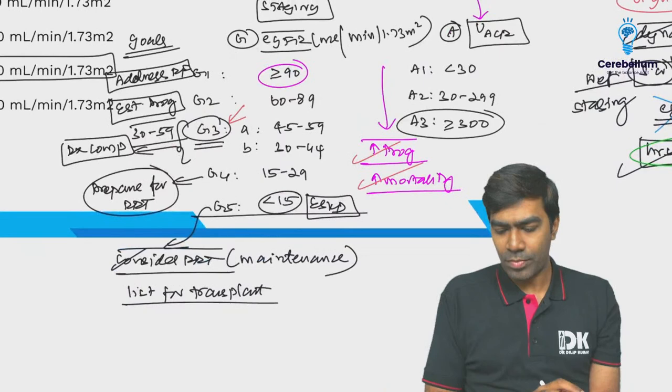So contrast, where is the contrast, man? Where did the patient get a contrast? I don't think the patient received contrast in the first place. This was a surgery done for an ACL tear. Why would they want to use a contrast for an ACL tear?